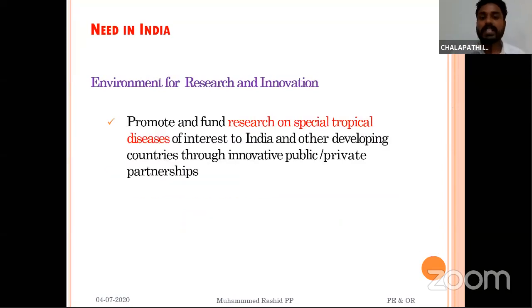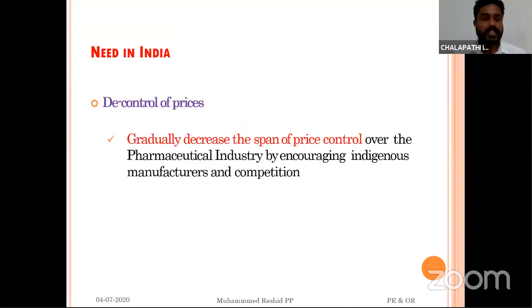Then environment for research and innovation. There is a lot of scope for research and innovation in India where you can focus more on the pharmacoeconomic aspects of everything in the healthcare sector. Then decontrol of price. As I said, when a new drug is coming or an already existing drug is shifting from one market to another market, we should have a decontrol of price. For that, you need pharmacoeconomic evaluations.